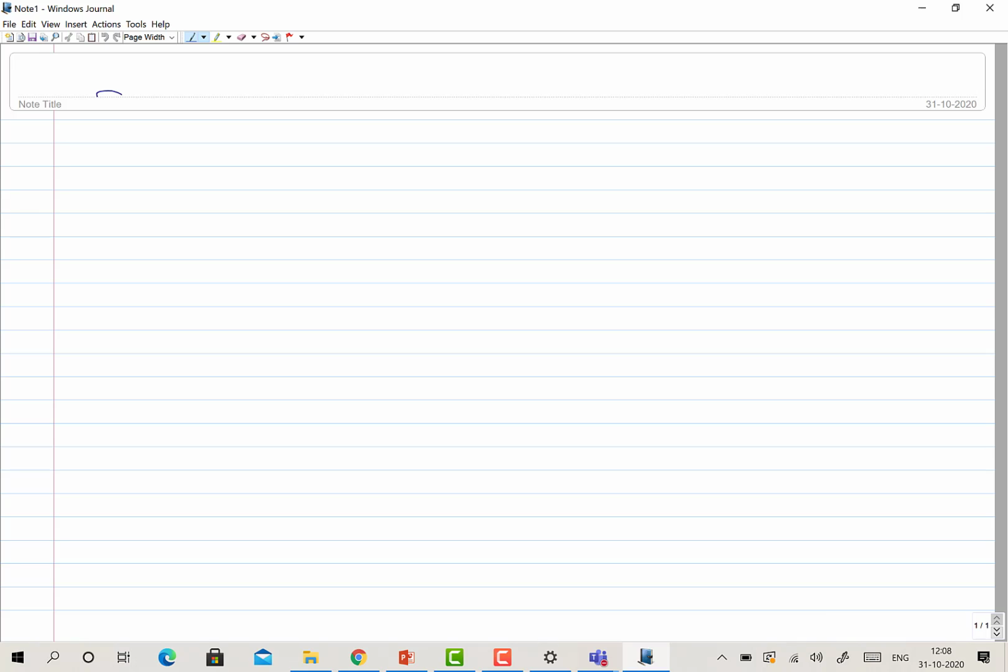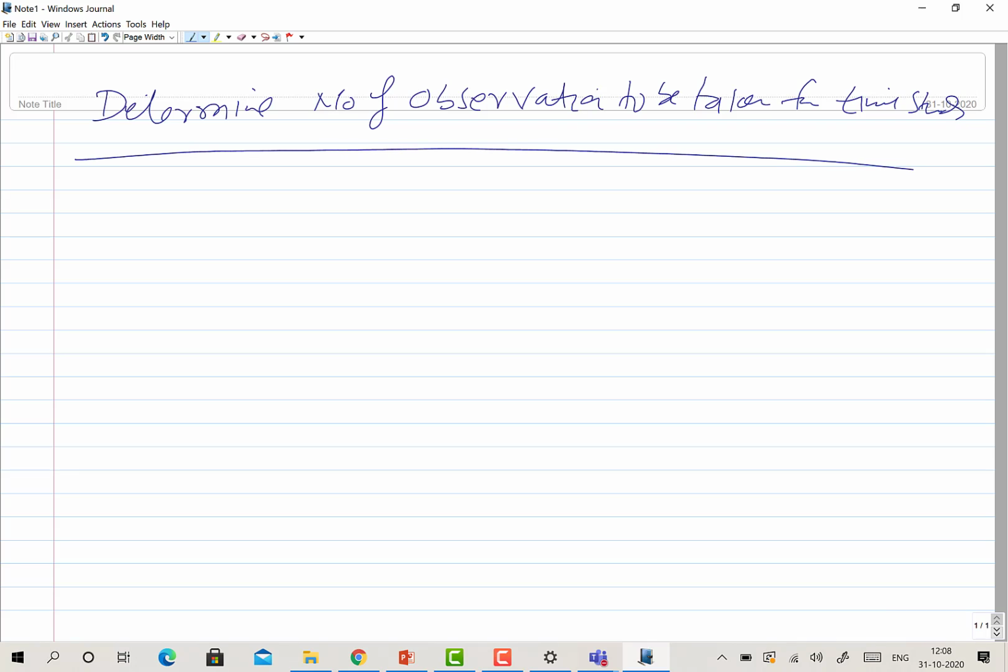So we'll be starting with determining the number of observations, determining the number of observations to be taken for time study. So as I said, there are different methods. There are three different methods.